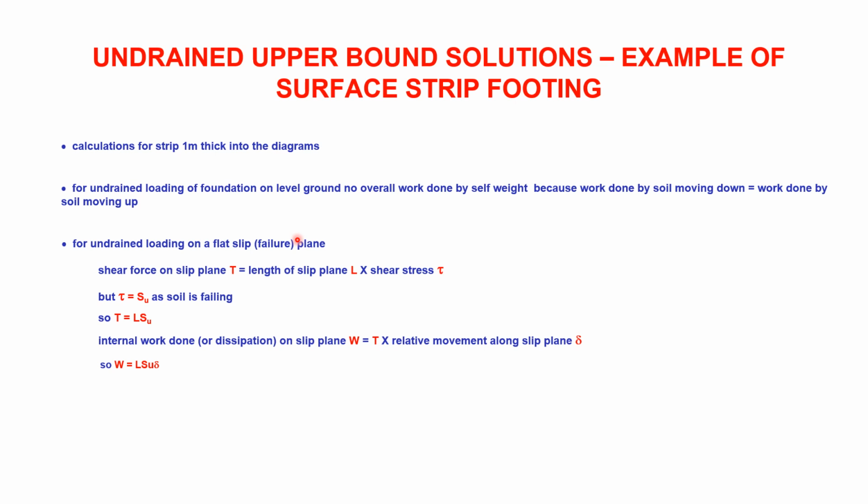Generally, we don't. For undrained loading on a flat slip plane, a flat failure plane, the shear force on the slip plane would be the shear stress multiplied by the length of the plane. But if it's failing, then the shear stress would be the undrained shear strength. So the shear force is the length multiplied by the strength. And for the internal work done, we just multiply by the displacement, delta. So the internal work done, or energy dissipated, would be the length, strength, displacement. Keep that in your mind: length, strength, displacement.